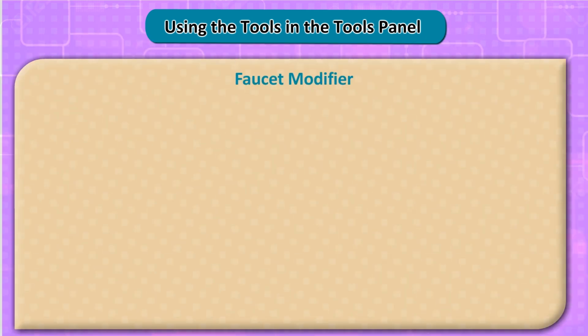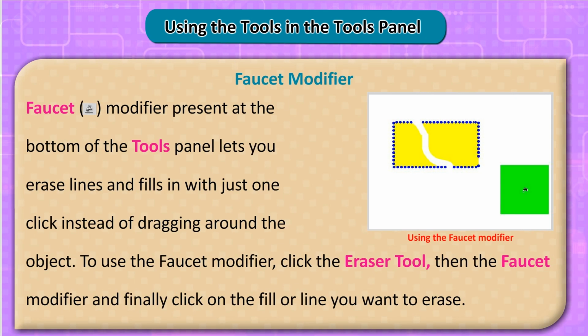Faucet modifier. The Faucet modifier present at the bottom of the Tools panel lets you erase lines and fills with just one click instead of dragging around the object. To use the Faucet modifier, click the Eraser tool, then the Faucet modifier and finally click on the fill or line you want to erase.